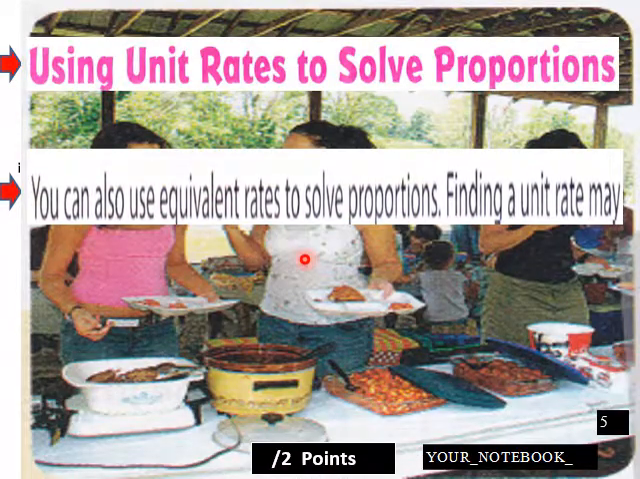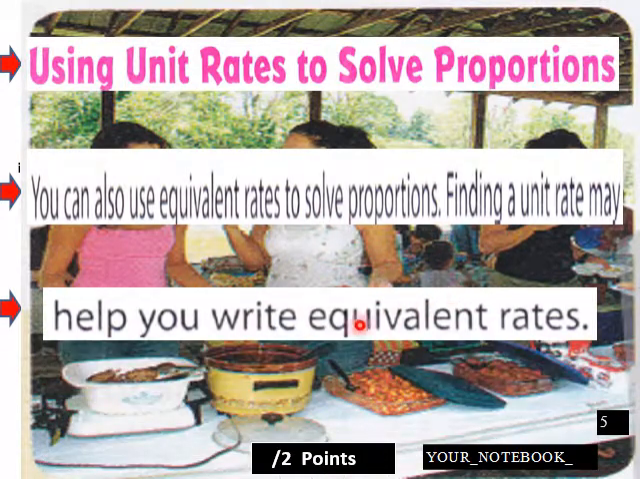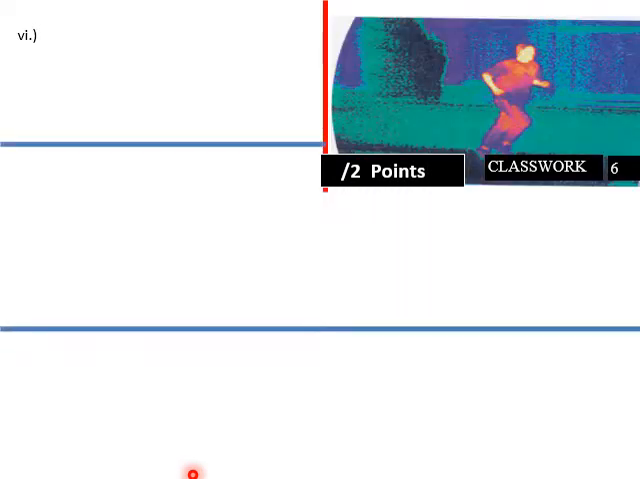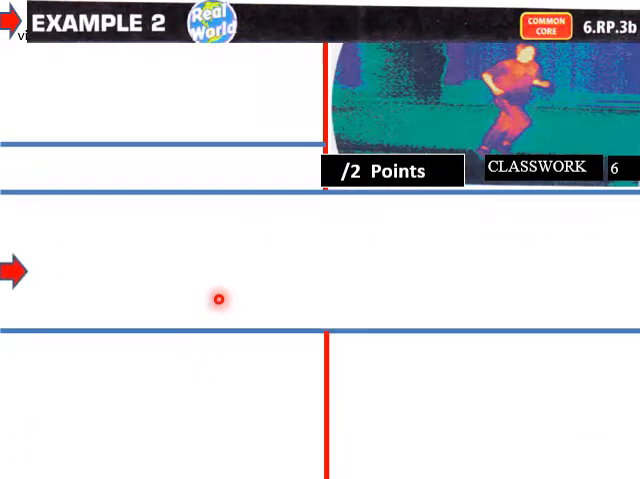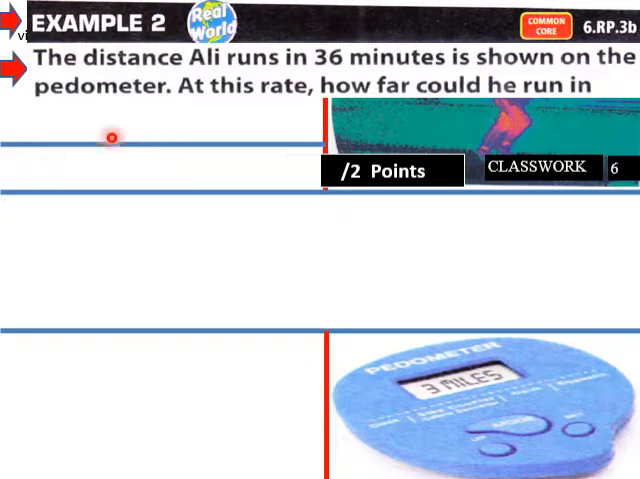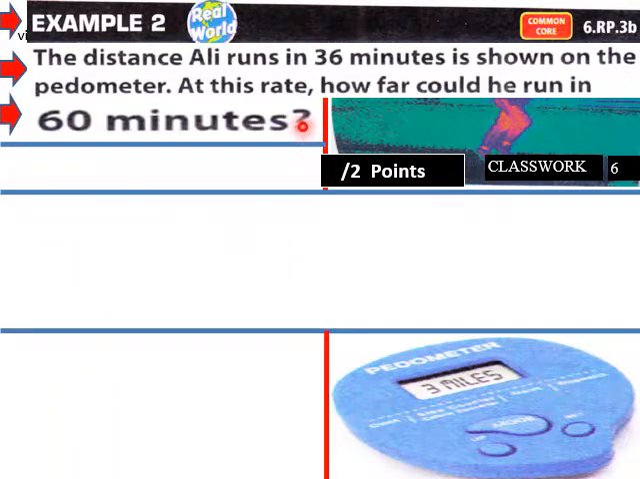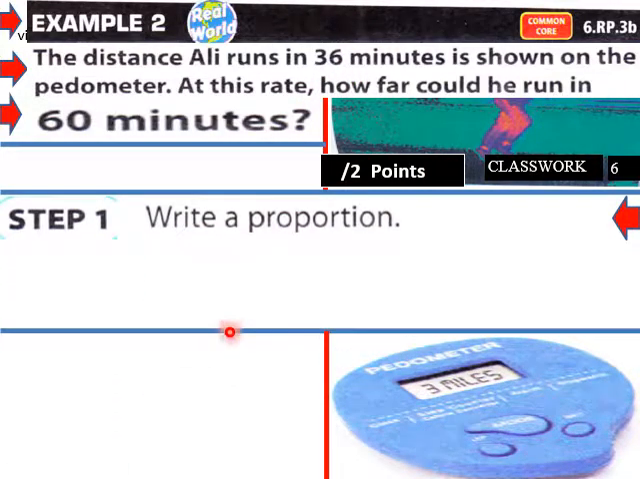Using unit rates to solve proportions, you can use equivalent rates to solve proportions. Finding a unit rate may help you write rates. So example 2 here, the distance Ali runs in 36 minutes is shown on the pedometer here. We have 3 miles here on our pedometer. At this rate, how far could he run in 60 minutes? So if he runs this amount in 36 minutes, how far can he run in 60?